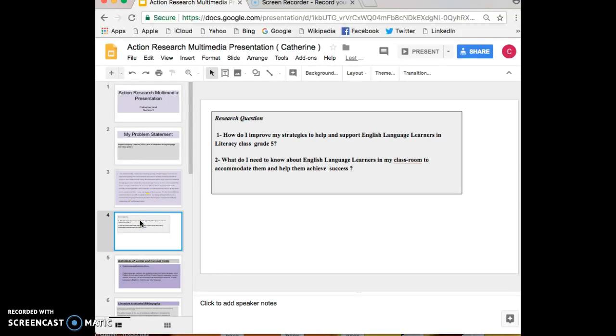My research question: how do I improve my strategies to help and support English language learners in literacy class, grade 5? What do I need to know about English language learners in my classroom to accommodate them and help them achieve success?